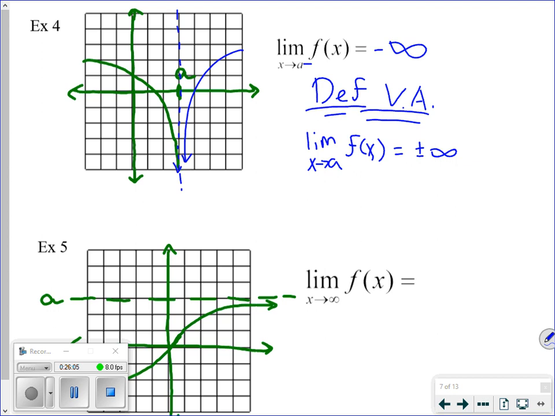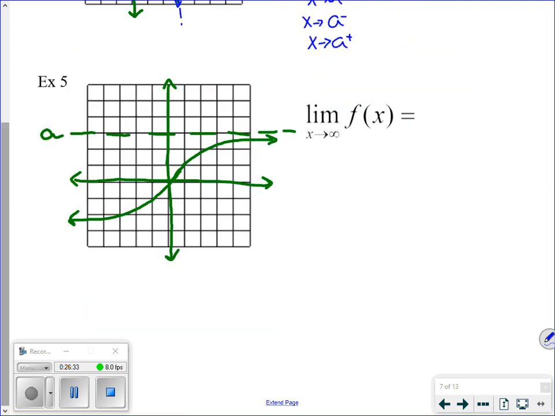And that could be from both sides, just from the left, or just from the right. No matter what, if your limit ever equals plus or minus infinity, that is by definition a vertical asymptote. So if the output of a limit is negative infinity or positive infinity, that means at that value a is a vertical asymptote. And by similar argument, we could say the reverse.